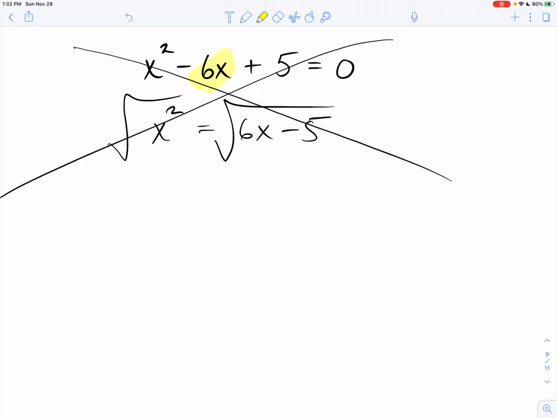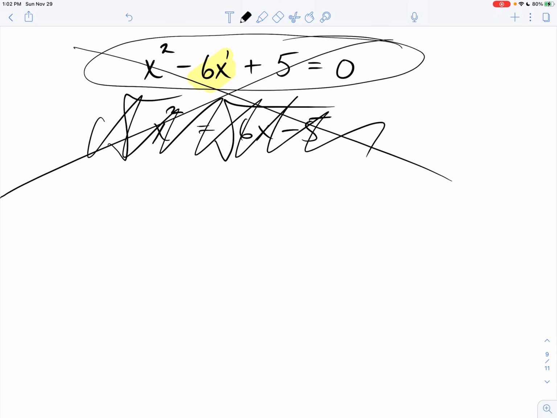What makes the square root method work? There can't be an x to the first in it. You can't have this guy here. It won't work then. What do I do? Well, guess what? That would be a good one to use the quadratic formula on. Okay? Never do this. Bad news. I scratch it out so much.